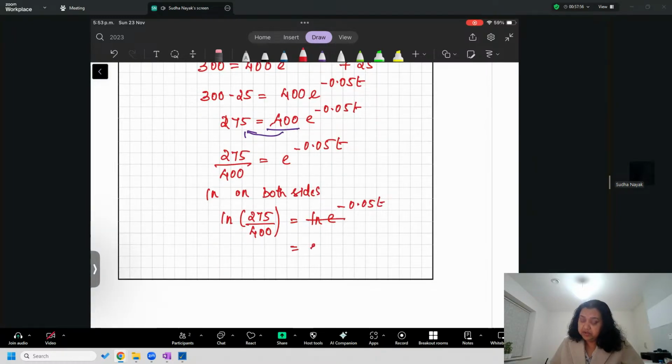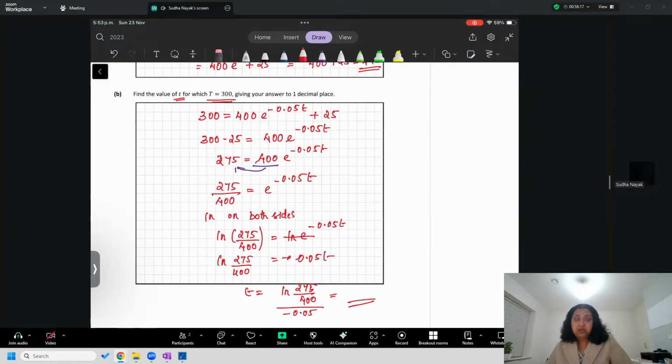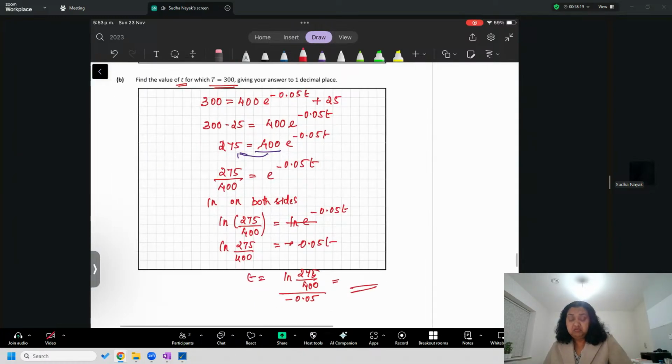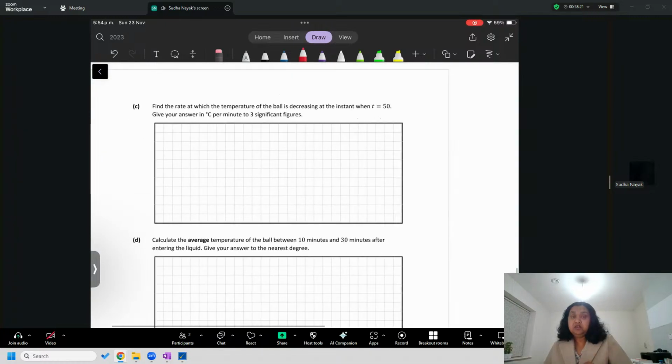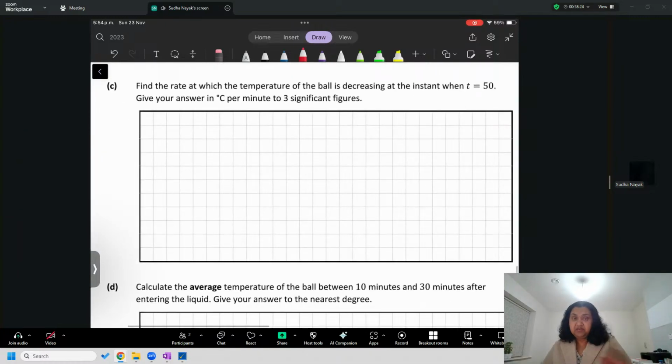So the right side will become minus 0.05 t, which equals ln of 275 by 400. T is equal to ln of 275 over 400 divided by minus 0.05. Then put it into the calculator, you will get the value. This simplification is very, very important, which you might require in many of the cases. So please learn the simplification. Everywhere it is the same.